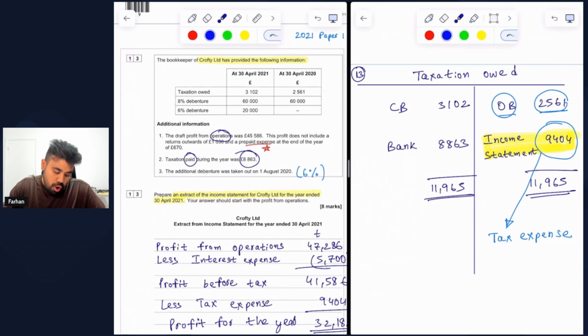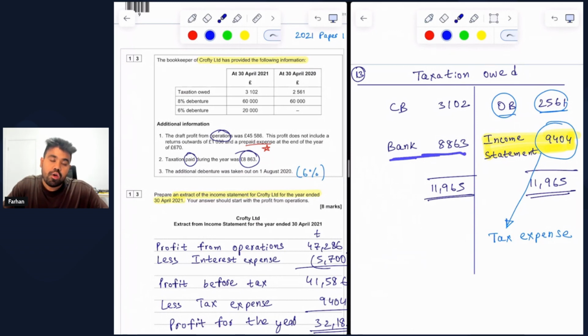During the year, we know that we have paid taxation, and that was £8,863. So if a company has paid taxes to the government, obviously this refers to a reduction in the balance for the bank account that the company has, because the company will be paying this amount to the government through the funds available in the bank account. So within the taxation owed T account, you can see that I've included bank on the debit side of £8,863. Now, what is the logic of including it on the debit side?